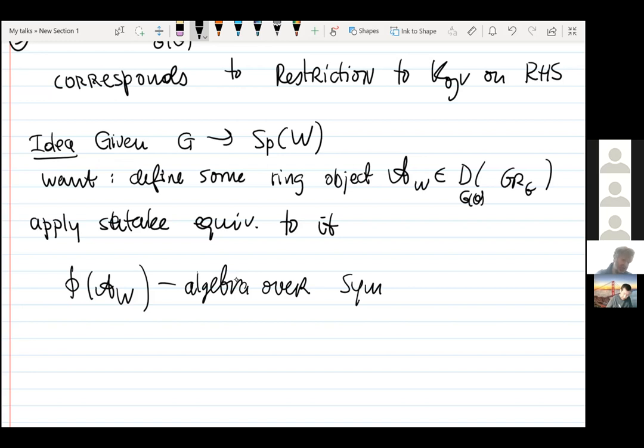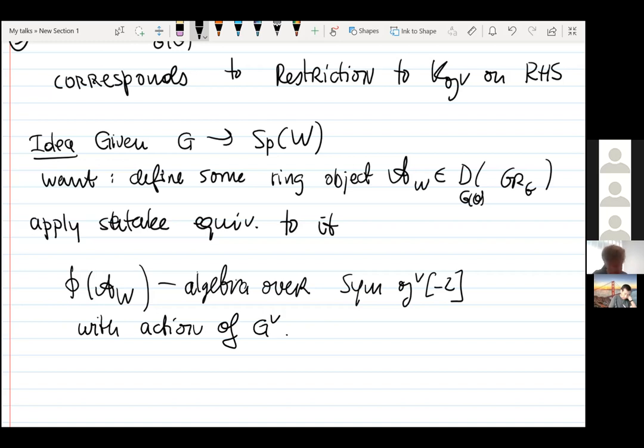Well, okay, let me ignore the DG details. In principle, this thing is an object of some derived category, a derived category of DG modules. When I write phi of this, I'm actually passing to cohomology. If I have an object of the derived category of DG modules, then it has a well-defined cohomology, so I'm just considering that. Let me not write it. So then it will be an algebra over the Sym of g check in degree negative two, with an action of the group.